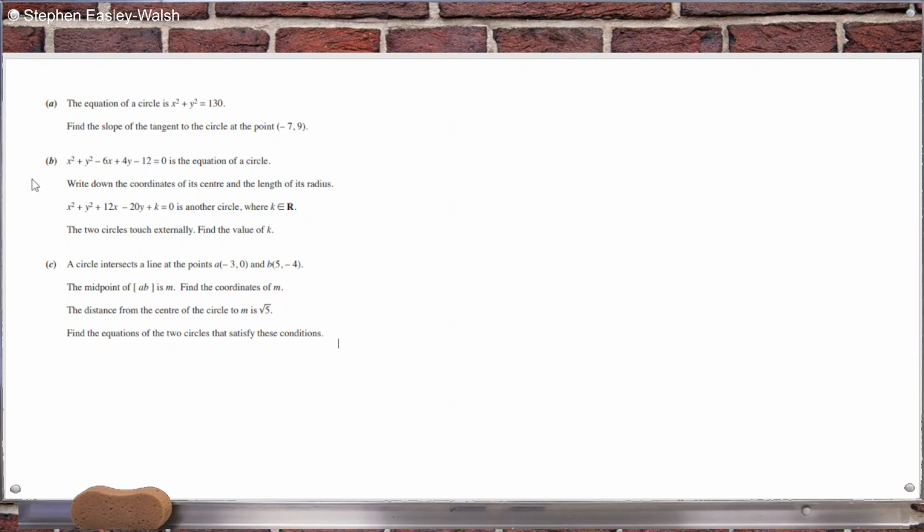Okay, let's have a look here. The equation of the circle is x squared plus y squared equals 130. Find the slope of the tangent of the circle at the point (-7, 9). That doesn't look too bad to me.